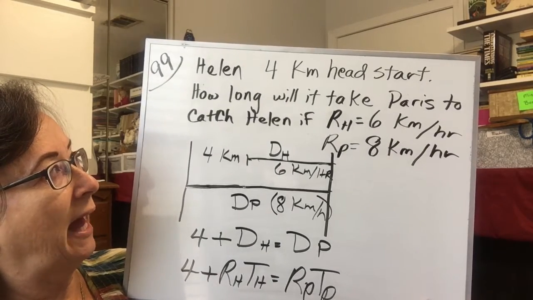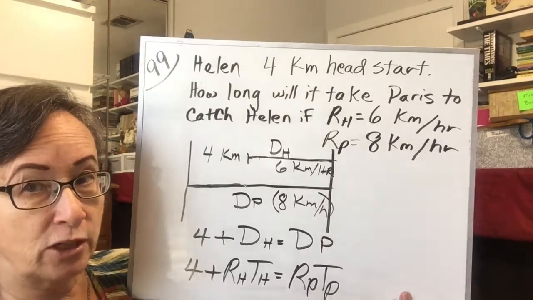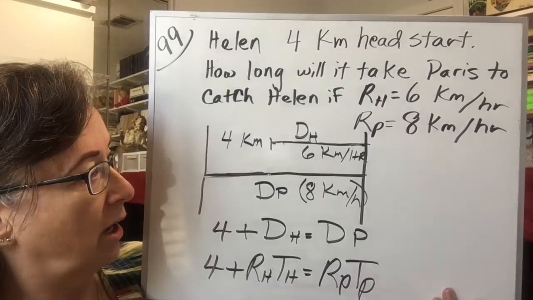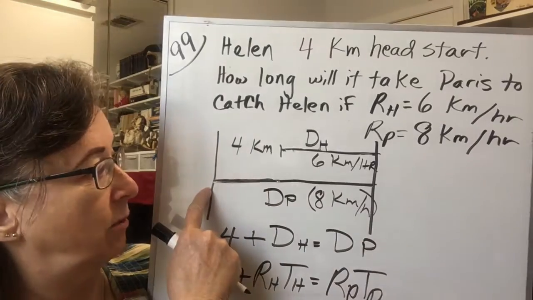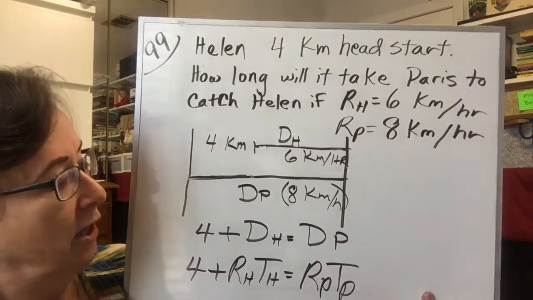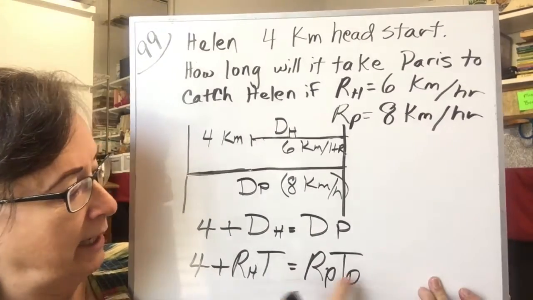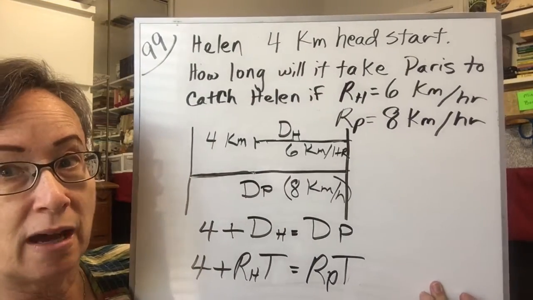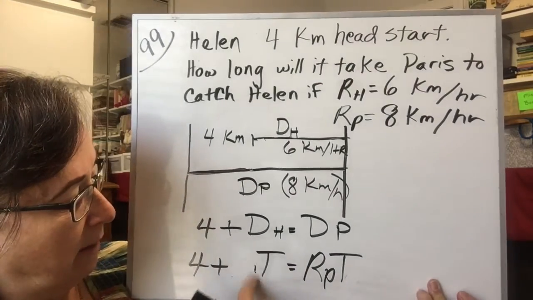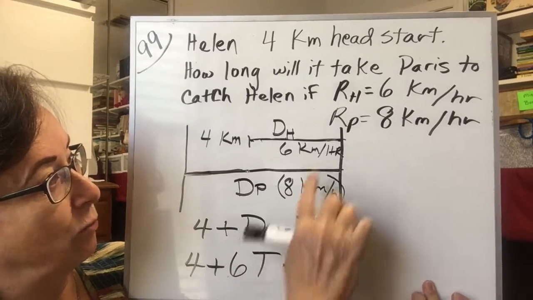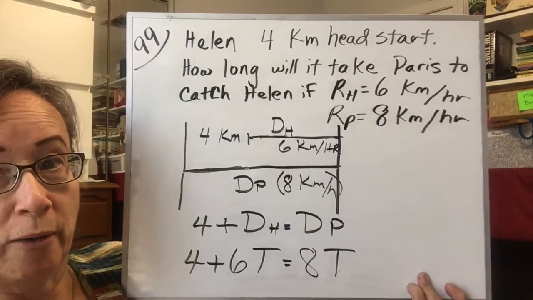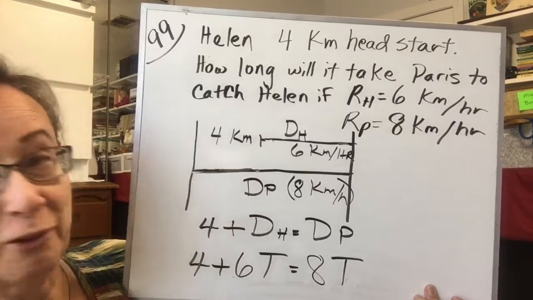Even though Helen started 4 kilometers ahead, there's no indication that they're not starting at the same time. So if this was 2 o'clock here, this was 2 o'clock here. They're starting at the same time, but one is just 4 kilometers ahead. So we don't need 2 different times. We're just going to have one time t. And we know that the rate of Helen is 6 kilometers per hour, and the rate of Paris is 8 kilometers per hour. So now we have only one variable, and we're ready.